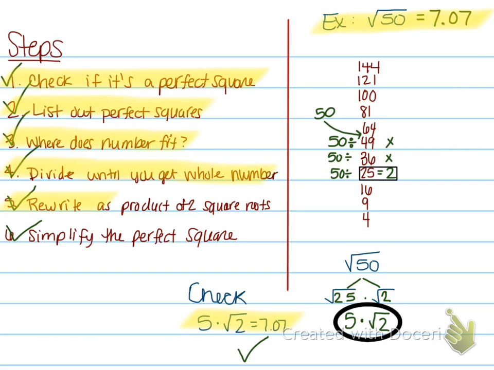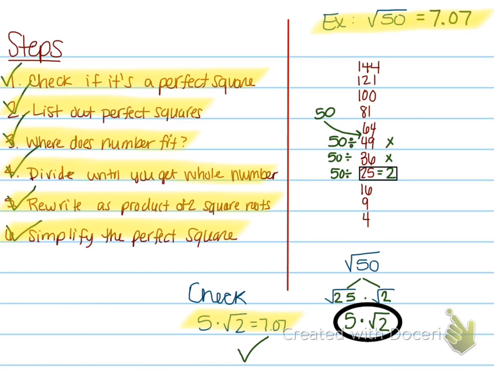You're going to rewrite it as a product or multiplication of those two numbers that you had circled, the perfect square and the answer to the division. The perfect square you're going to simplify. The other one will stay the same. Don't forget to check.